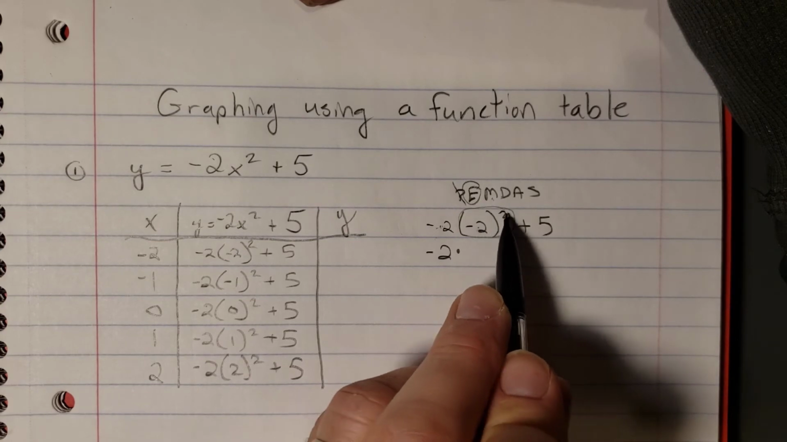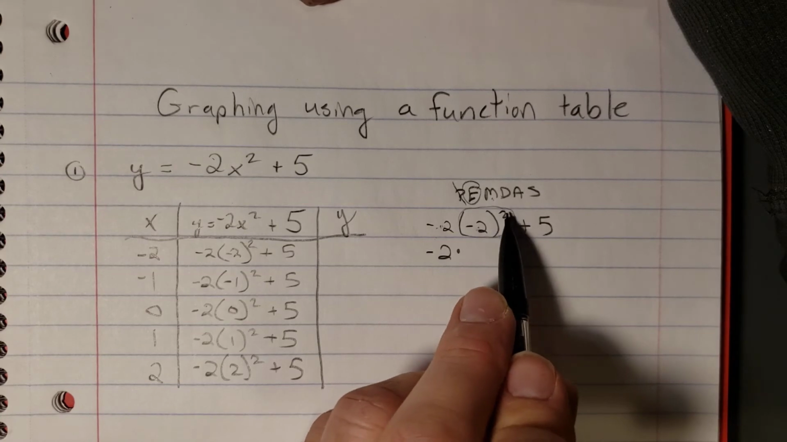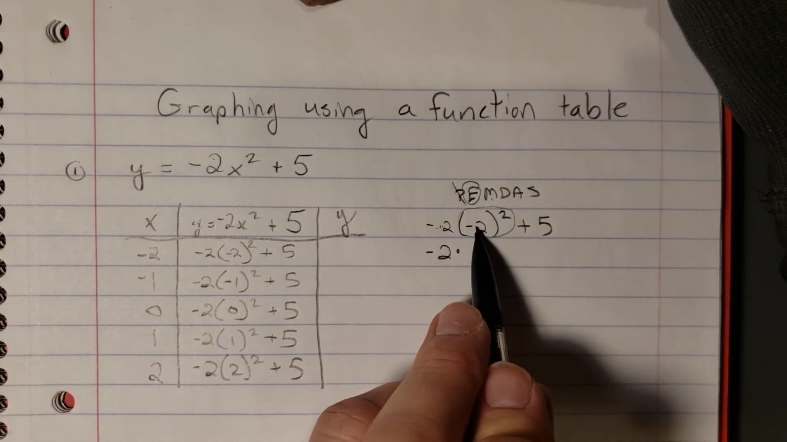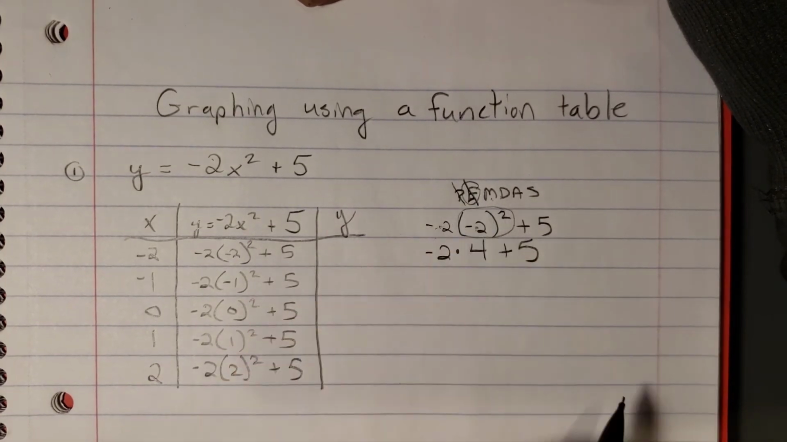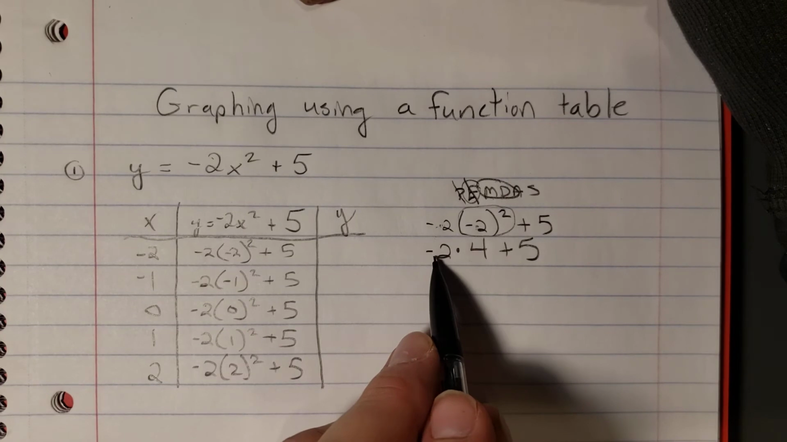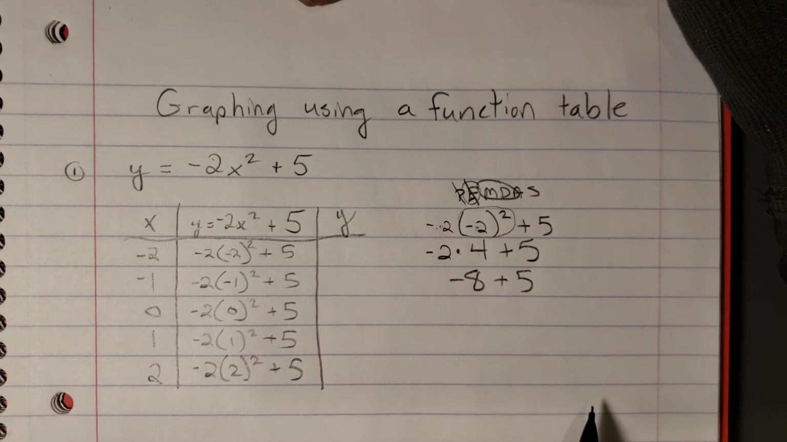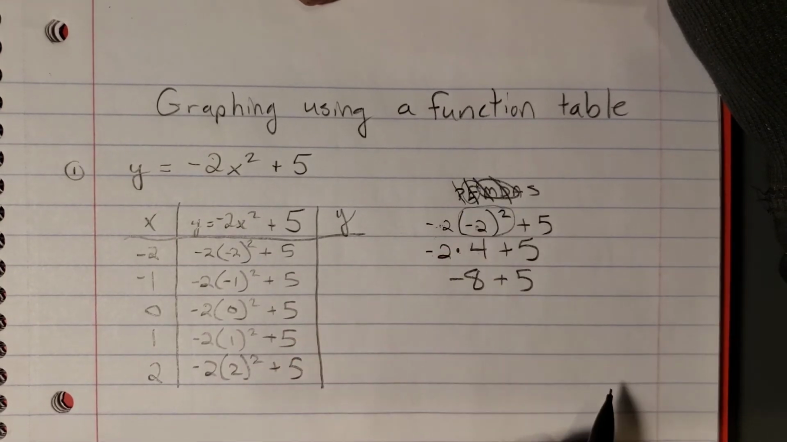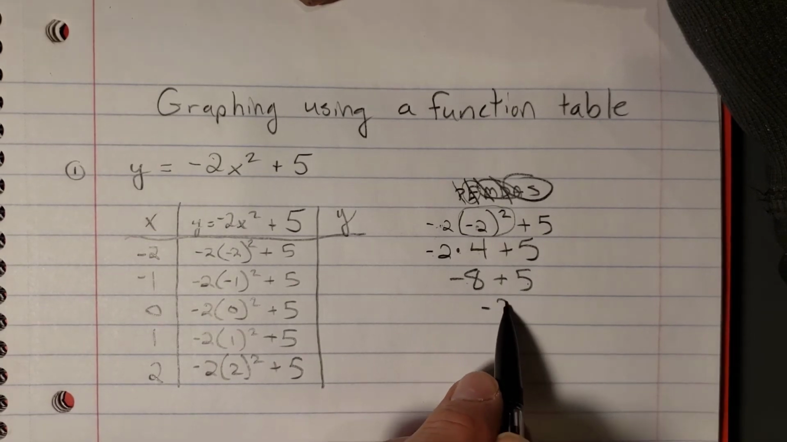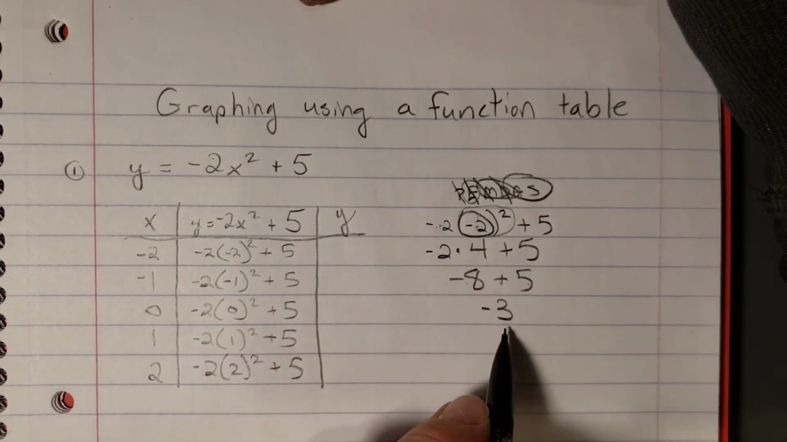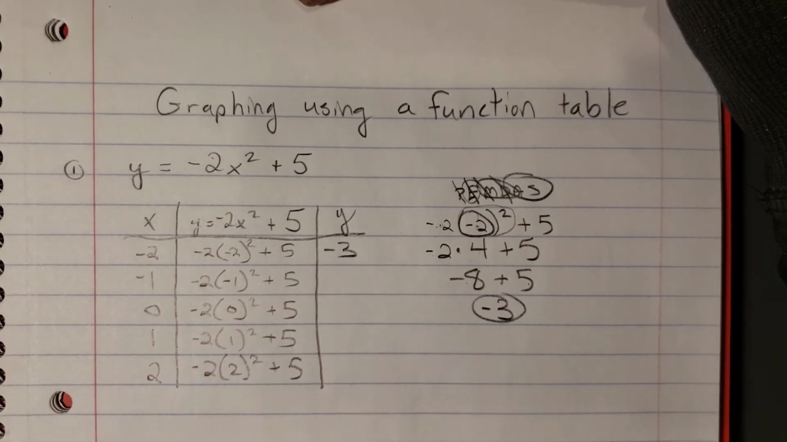All right, -2 squared actually means -2 times -2. This little power says use this number twice. So that's going to be +4, and we're going to add 5. All right, we did the exponent. Now we're going to do multiplication and division left to right. -2 times 4 is -8 plus 5. Okay, we're done with the multiplication. There's no division. We're going to work on addition and subtraction. -8 plus 5 is -3. So when we plugged in -2, we got -3. The input was -2. The output was -3.